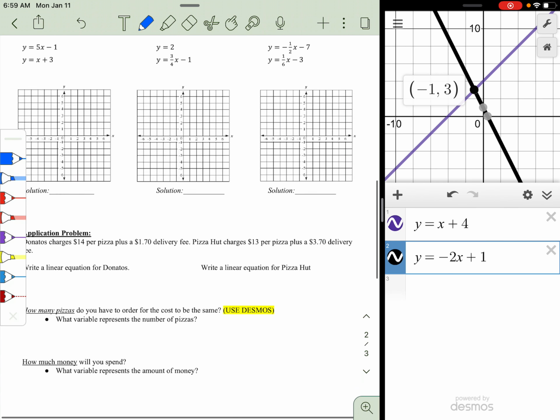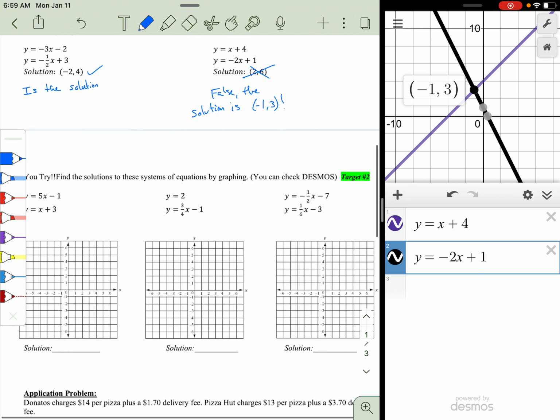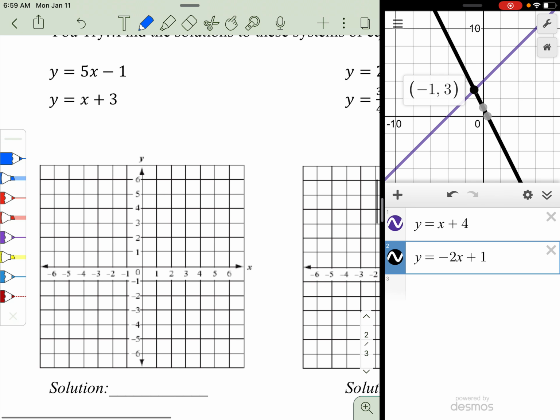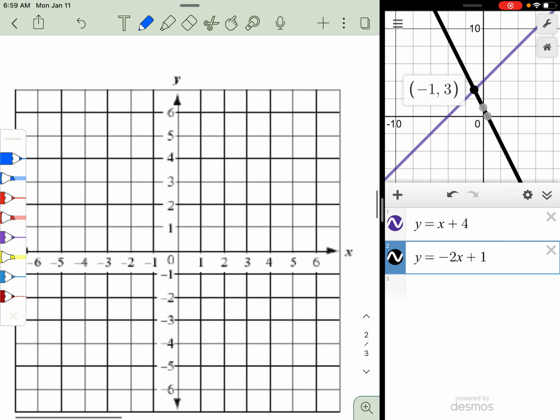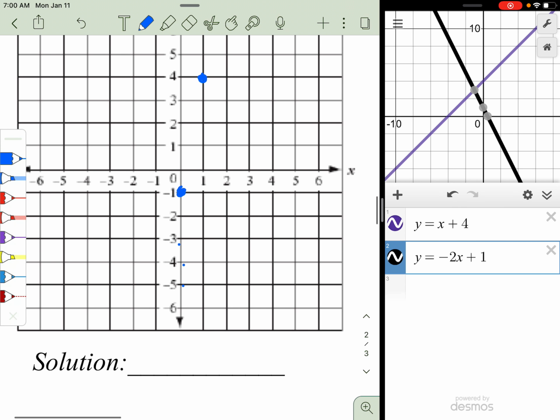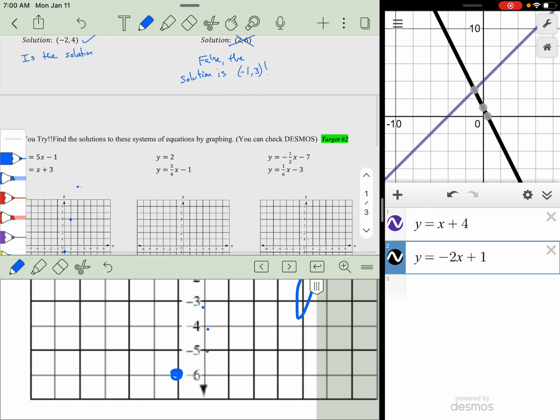Okay? All right, let's continue here. So you find the solution to these systems by graphing. You can check via Desmos. Okay, so I'm going to graph these ones by hand at this time. If you want to go ahead and graph them in Desmos, that works too. This first one starts at negative 1, has a slope of 5, up 1, 2, 3, 4, 5, over 1. 1, 2, 3, 4, 5 over 1 would be somewhere up here. Down 1, 2, 3, 4, 5 over 1. Okay, there's my first line.